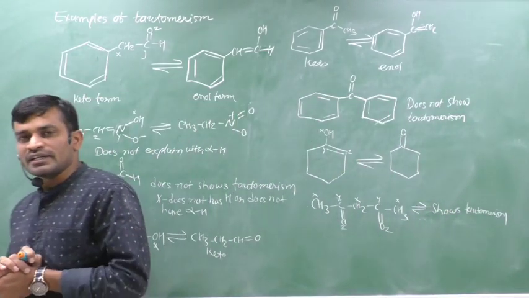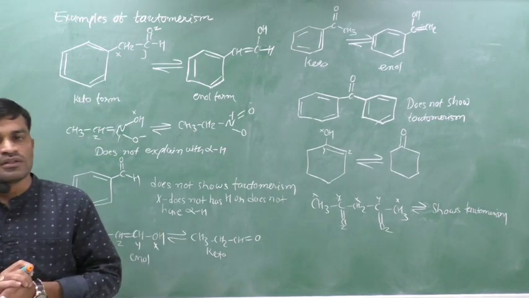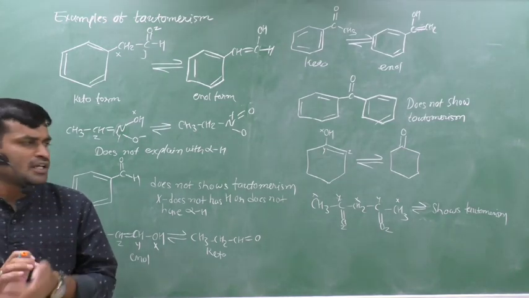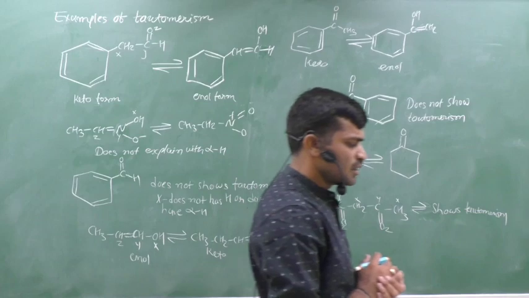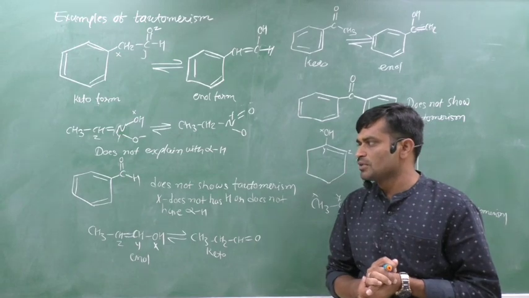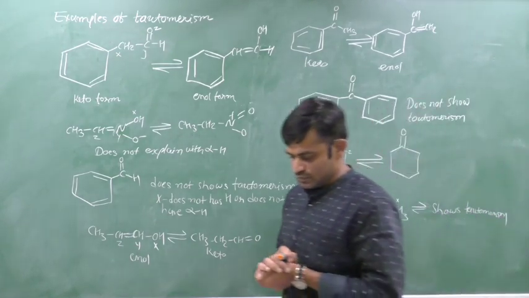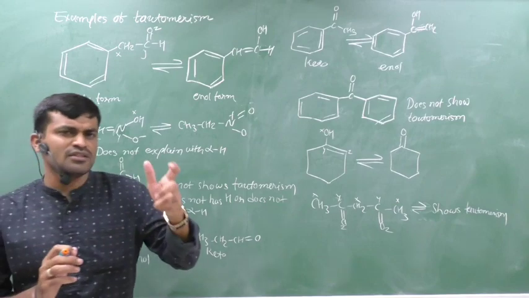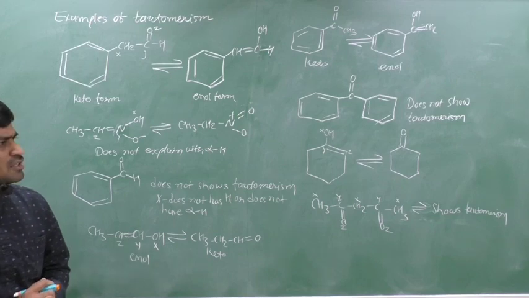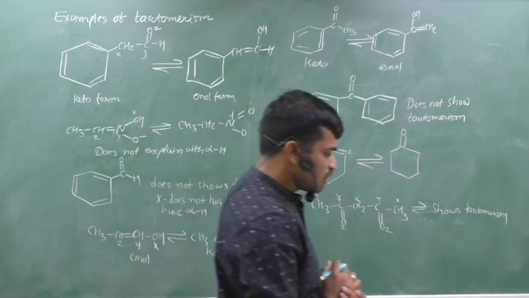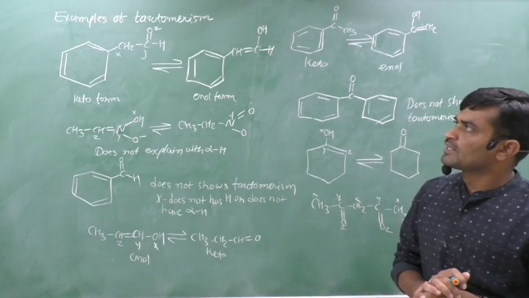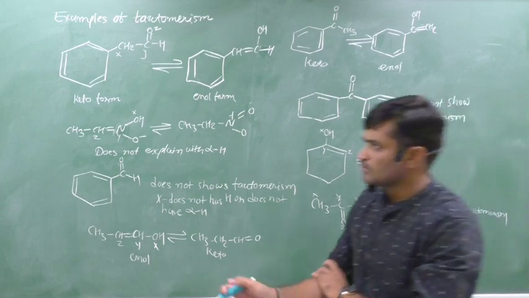X is any atom which can have hydrogen. X should not be hydrogen, but X should contain hydrogen. Y can be any atom, and Z is atoms like carbon, oxygen, nitrogen, sulfur, in short CONS. Then we can make the tautomers with the help of conversion of hydrogen, like hydrogen is transferred from position 1 to 3, and the double bond is transferred from 2, 3 to 1, 2. Clear? Now we can take some examples of tautomerism.